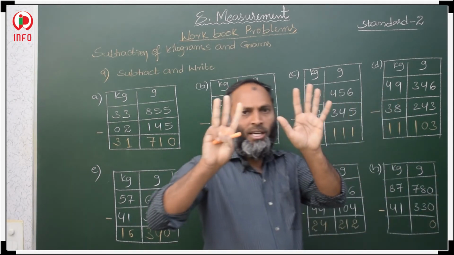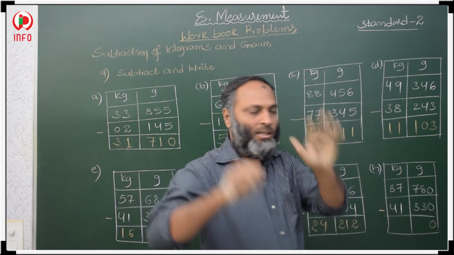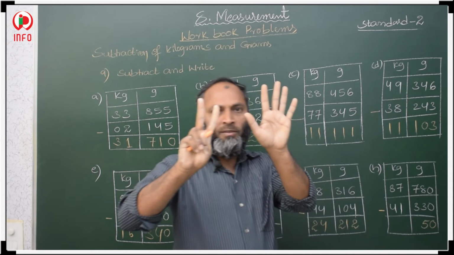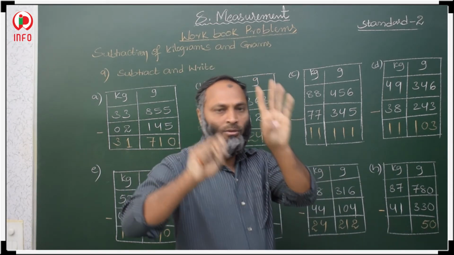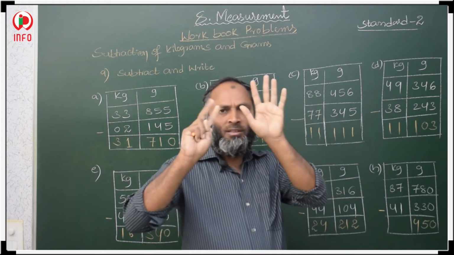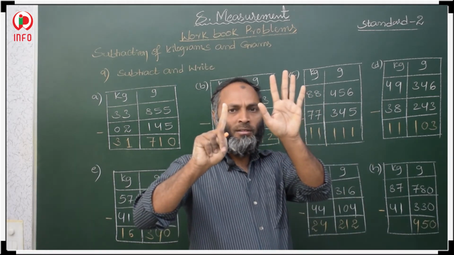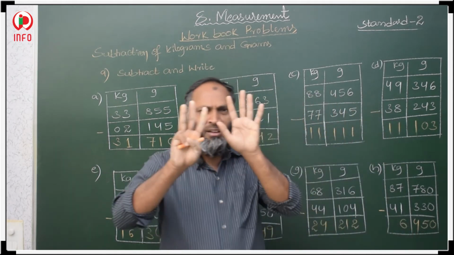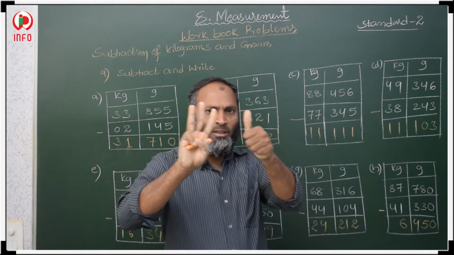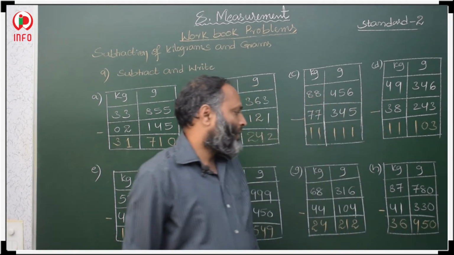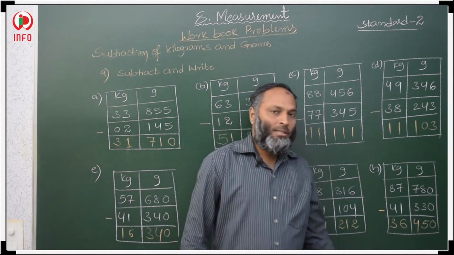Now, 0 minus 0, 0. 8 minus 3, 8 minus 3 is 5. 7 minus 3, 7 minus 3, 4. 7 minus 1, 7 minus 1, 6. 8 minus 4, 8 minus 4, 3. 36 kgs, 450 grams. Okay, this is the minus.